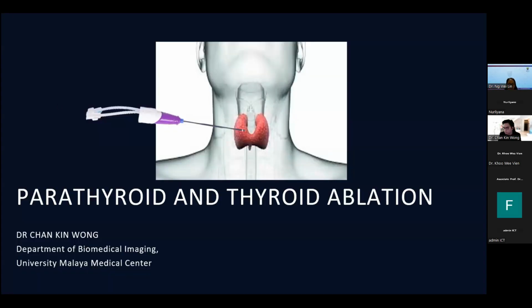He's born and bred here from University Malaya. He was a house officer and medical officer, trained in clinical radiology here, and is currently an IR fellow. His current interest is in intervention oncology, and he also does a lot of pediatric intervention. Today he would like to share about parathyroid and thyroid ablation. Intervention radiology does a lot of minimally invasive treatment, and this is one of the new services that we are introducing in our center.